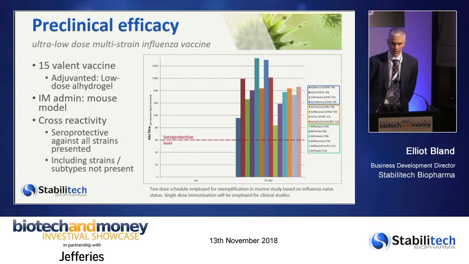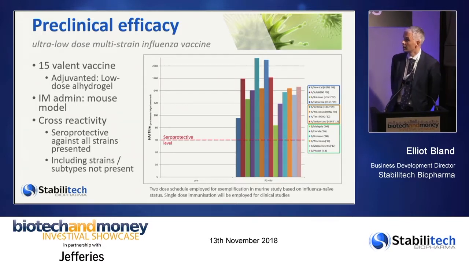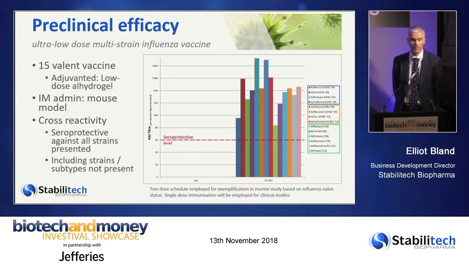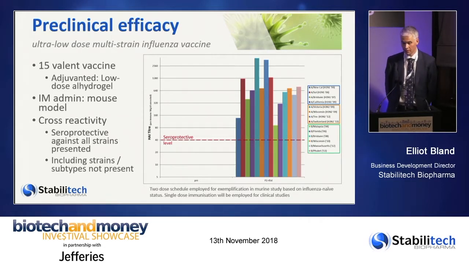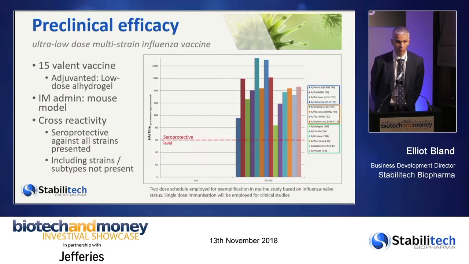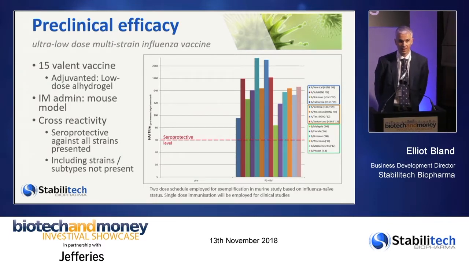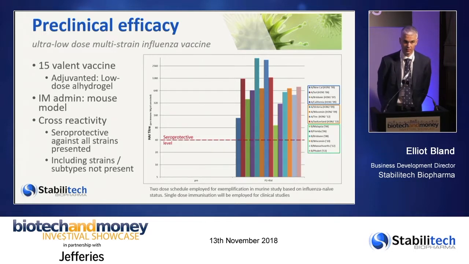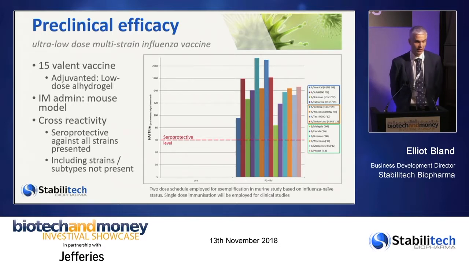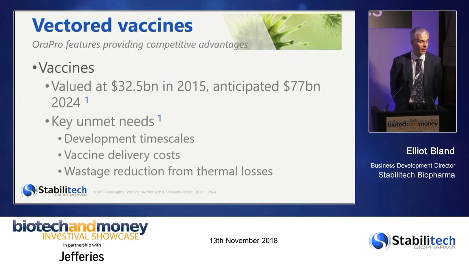Just to have a quick look at some of the preclinical efficacy that we've gained. As you can see, this is a 15-valent vaccine, so above what we need to do. It was administered to naive mouse, IM, and as you can see, after the prime boost dosing regimen, it was cross-reactive to all the strains presented in the vaccine, but also strains that weren't selected in the vaccine, and most interestingly, to pandemic strains as well. So we're really engaging some interesting epitopes by our downstream processing that we carry out to see this antigen sparing.